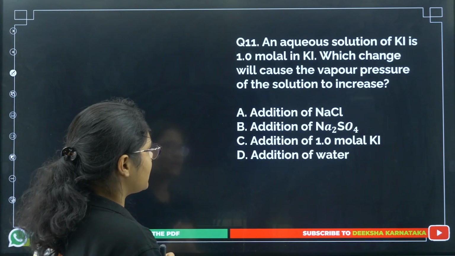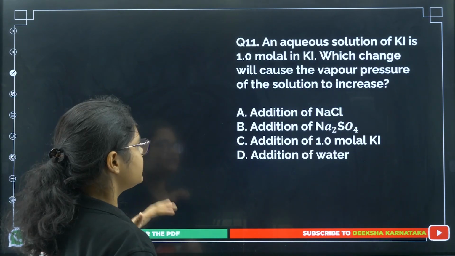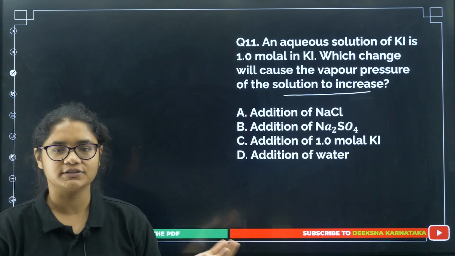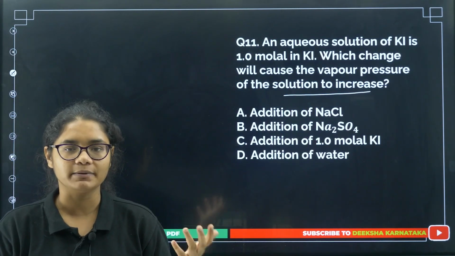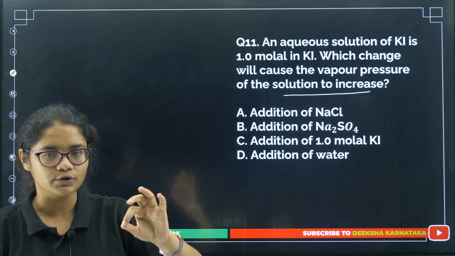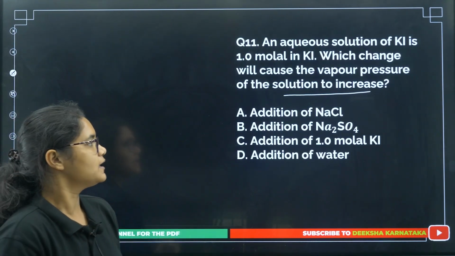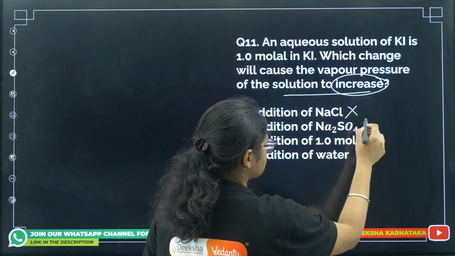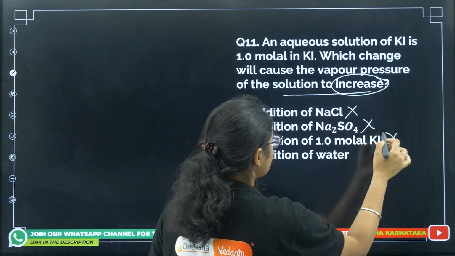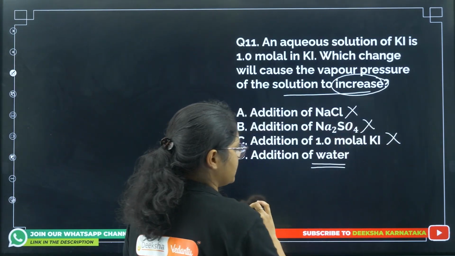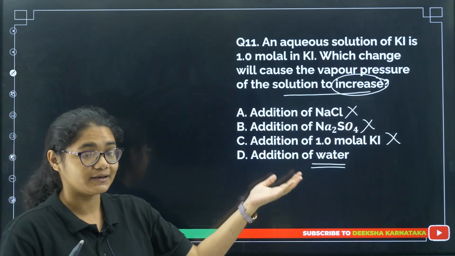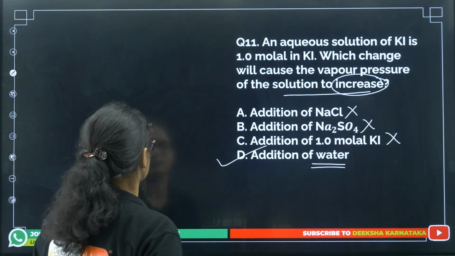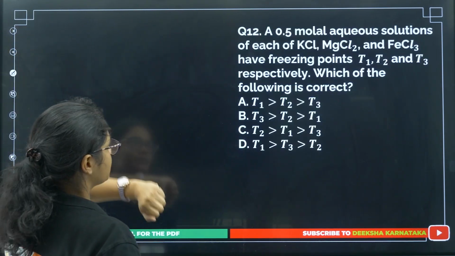An aqueous solution of KI is 1 molar in KI, which change will cause the vapor pressure of the solution to increase? Now see, very logical thing. When we add a solute, what will happen? The vapor pressure decreases. If we add solute, vapor pressure keeps on decreasing. So it is asking you to increase the vapor pressure. So if I add NaCl, further vapor pressure will decrease, Na2SO4, it will decrease, KI will decrease. But if I add solvent, then vapor pressure will increase because it is a volatile substance, right? The correct answer for this question is option number D. Now coming to the next question, 12.